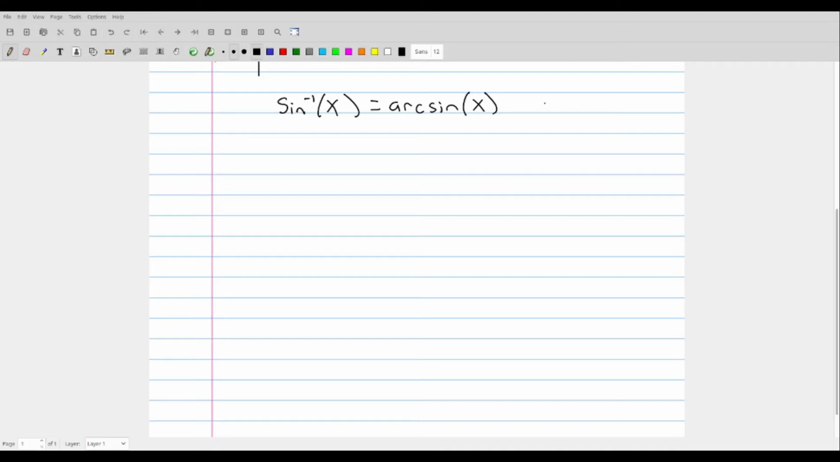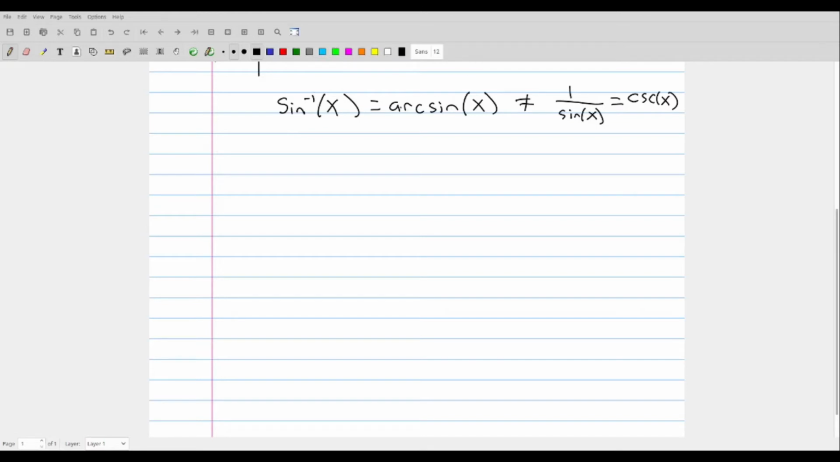It stands for inverse sine. This is not the same thing as 1 over sine of x. We've already seen that this actually has a different name. This is called the cosecant function of x. So these two things are not the same, and this is one of the reasons why I don't like using this to the power negative 1 notation.